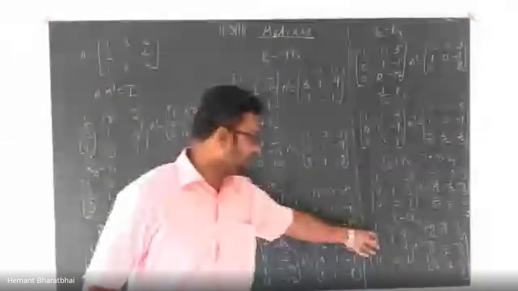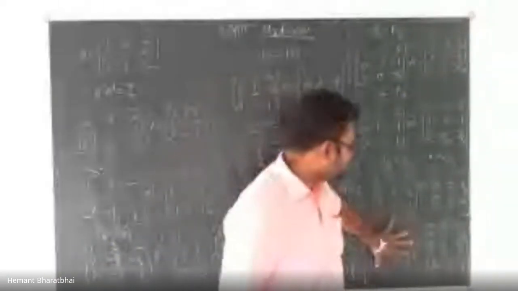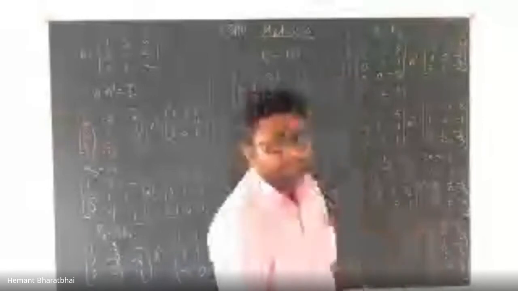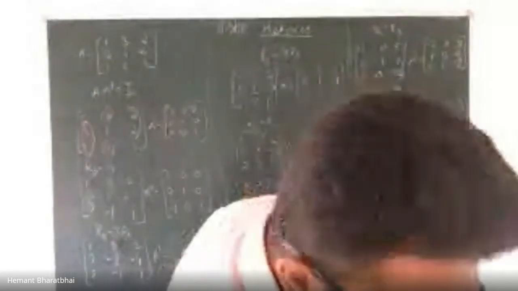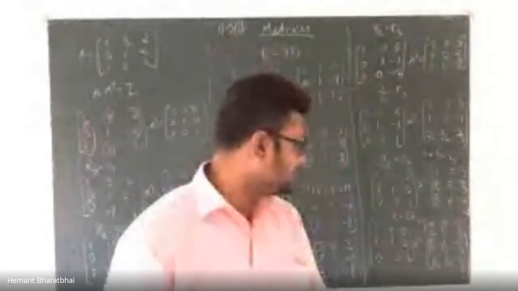So this is I into A inverse is A inverse. So you get the value of A inverse as minus 49 by 12, minus 5 by 12, 19 by 3. So this is the value of your inverse.